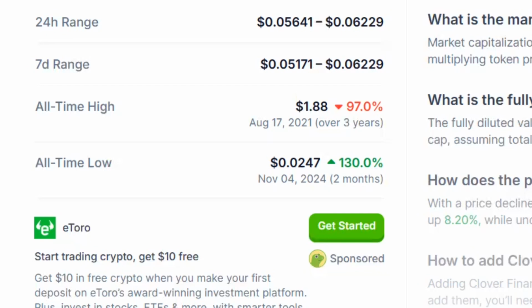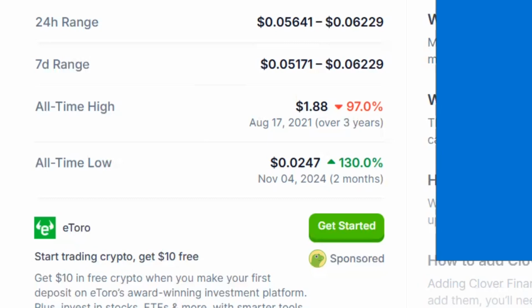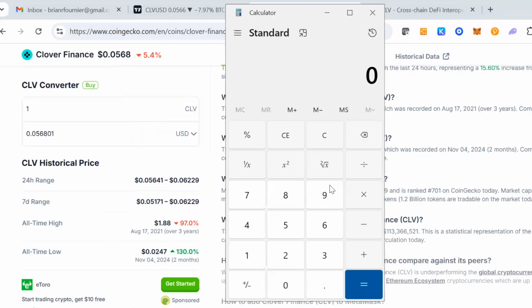So anyway, let's get right into the charts. But actually, before I do that, just to do some quick math here. The all-time high was $1.88. Let's divide that by its current price of 0.0568 cents.